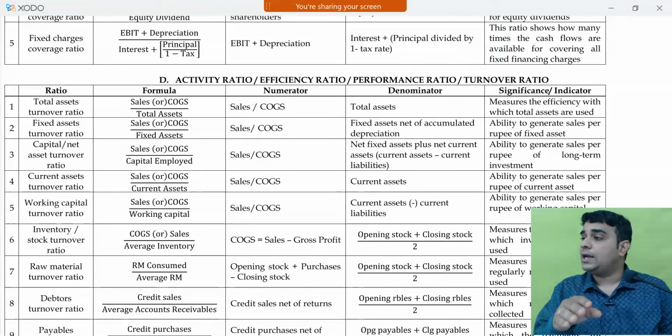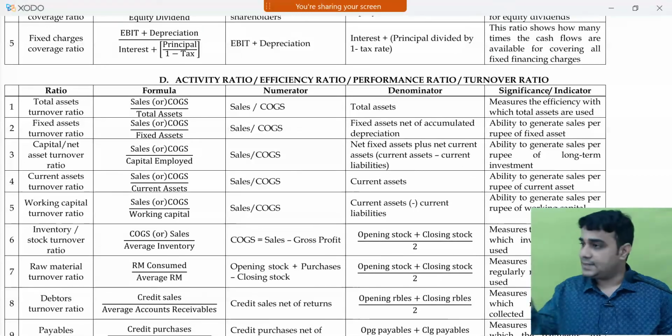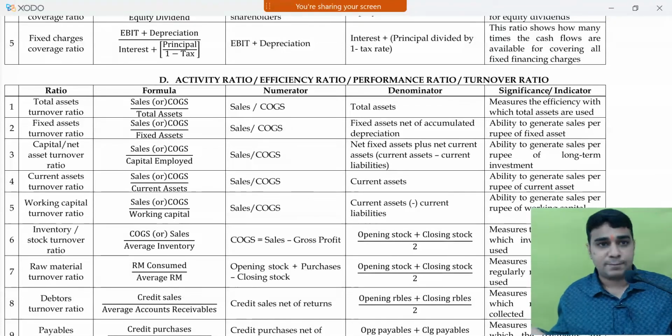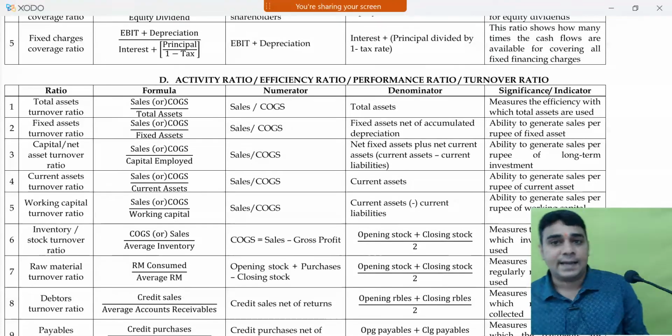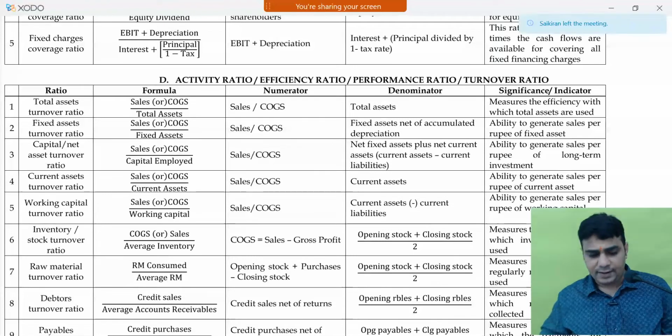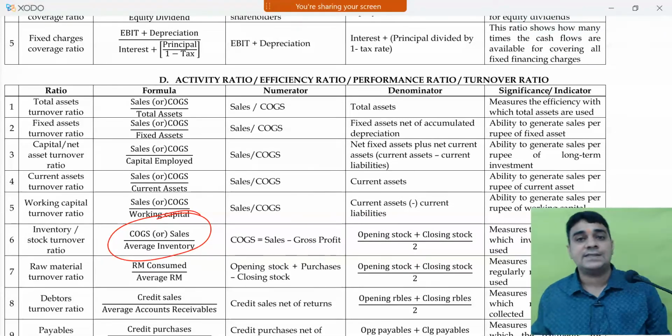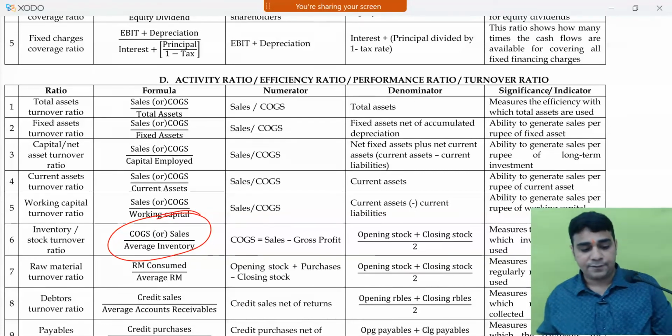For example, total asset turnover ratio, the numerator is sales by total assets. But sometimes, if you don't have sales, you can use COGS as a proxy. That is the proxy, the second preference. But for inventory turnover ratio, COGS is the first preference and sales is the second preference.